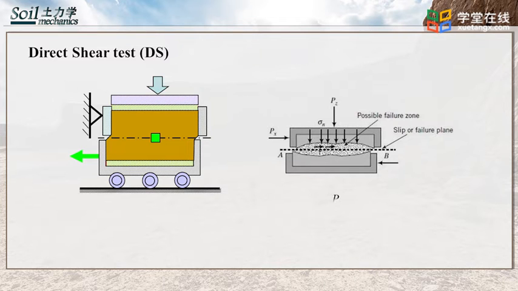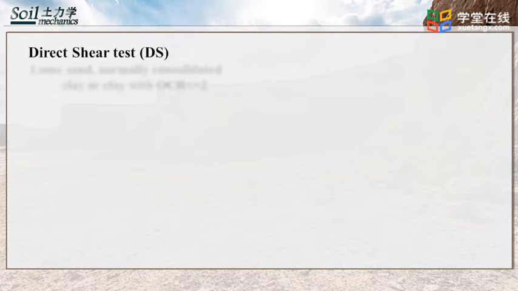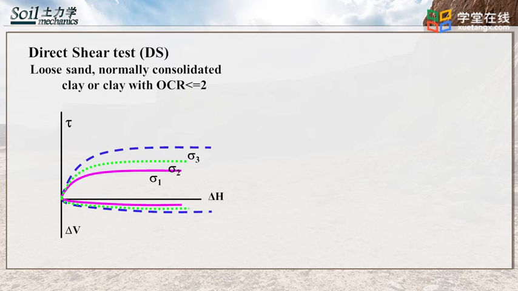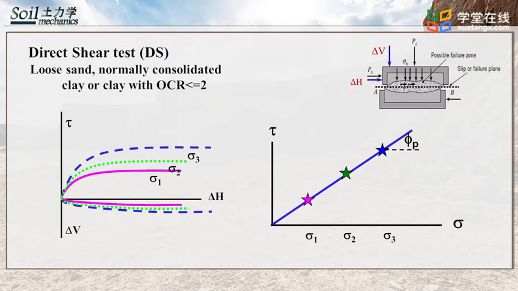There are two important values in a direct shear test, sigma and tau. Sigma is the normal stress applied on the top of the specimen. Tau is the shear stress measured during a test. On the different normal stresses, the measured shear strength is different. For loose sand, normally consolidated clay or clay with OCR equal or smaller than 2, we can get following results from a series of direct shear tests.